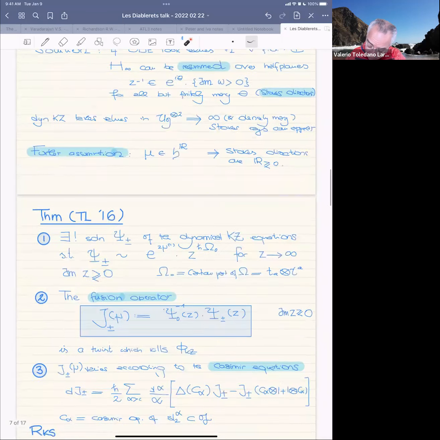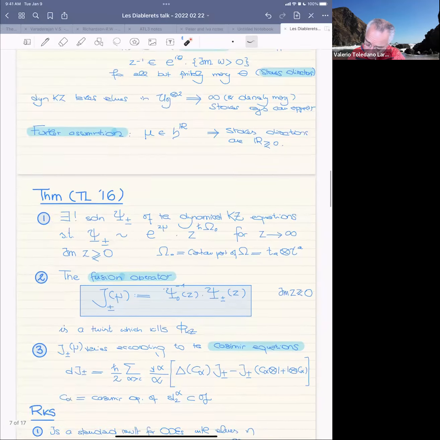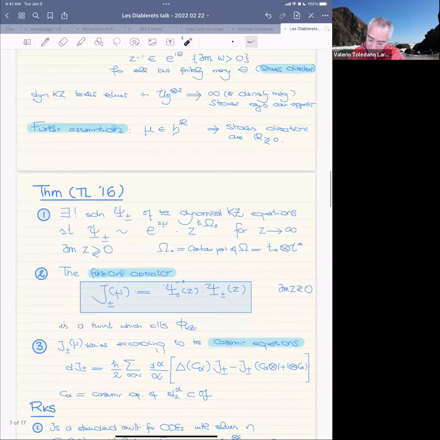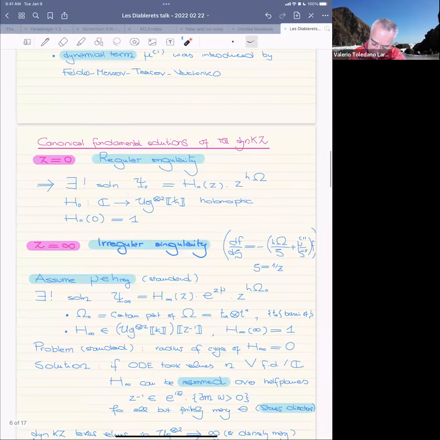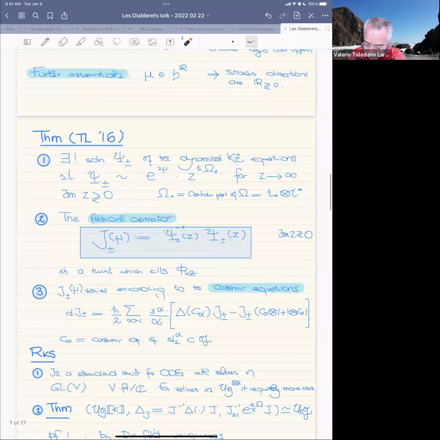So there are two honest solutions. Honest means that they're holomorphic in the upper and the lower half planes, and they have the asymptotic behavior that you would expect from the theory of ordinary differential equations. Once I have those, remember I had a standard solution near zero, and now I have two slightly less standard solutions near infinity, one for the upper half plane and one for the lower half plane.